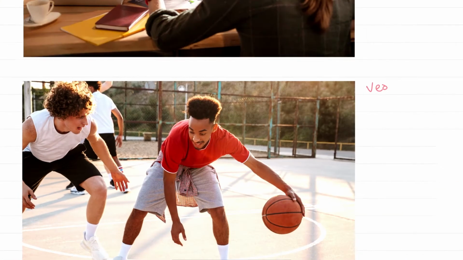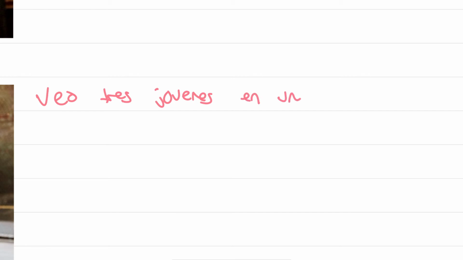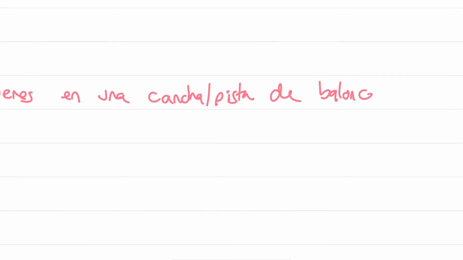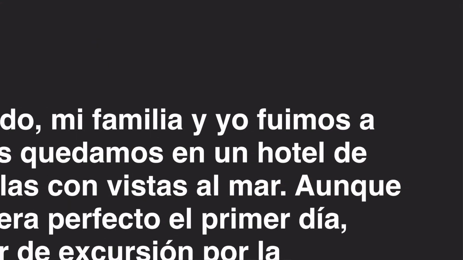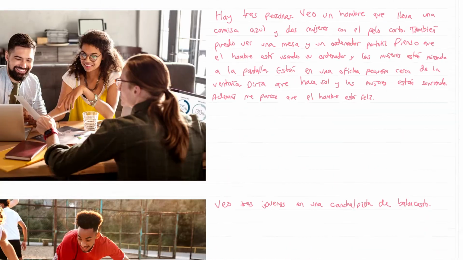So I can first say, veo tres jóvenes, maybe young people, tres jóvenes, en una cancha de baloncesto, a basketball court, en una cancha, spelled with a CH, cancha, or I could say pista, which also sort of means a court as well. So en una pista o cancha de baloncesto, basketball, baloncesto. Full stop.